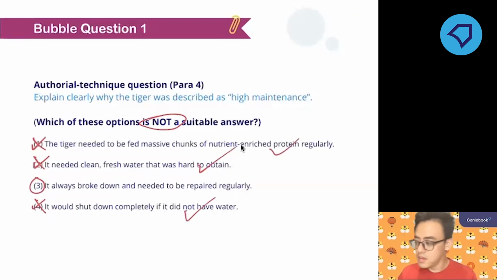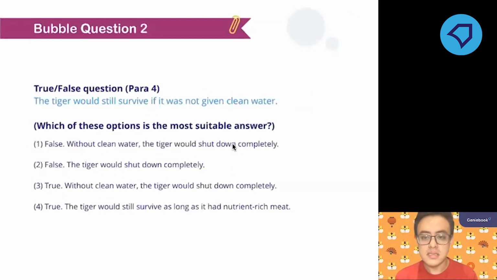Next one, number two. The tiger would still survive if not given clean water. Very easy question. We've read the story. I hope that we get at least 80% in 3, 2, 1. Most of you picked number 3, right? The problem with 3 is, listen carefully, here's the problem with true false. This part is correct: without clean water, the tiger would shut down completely.